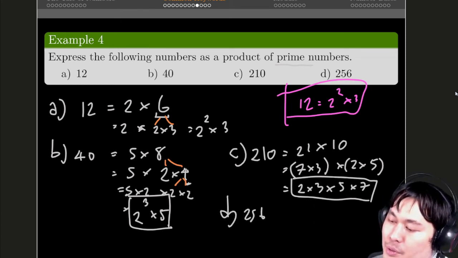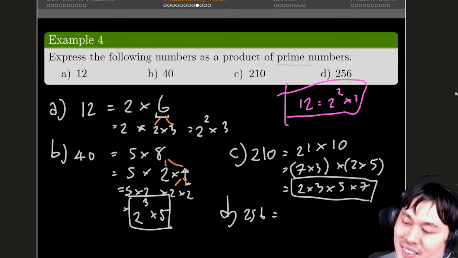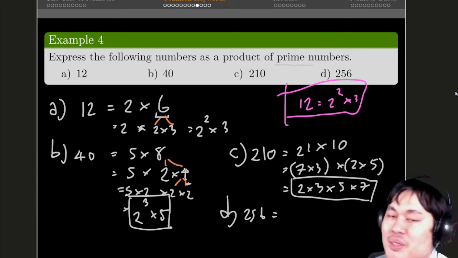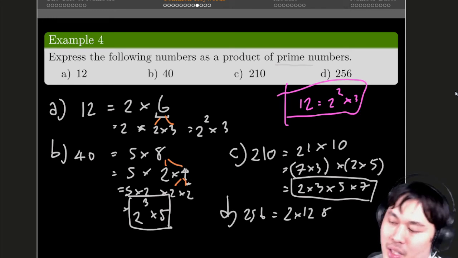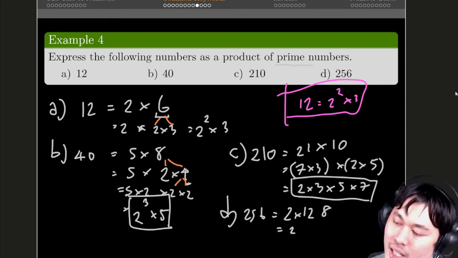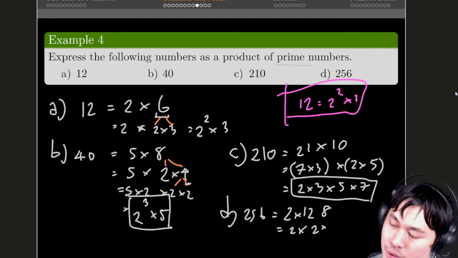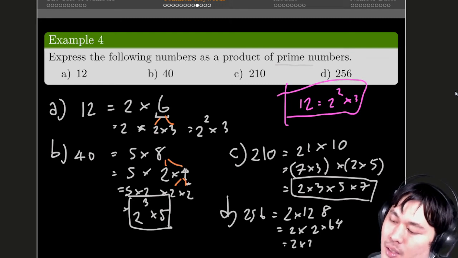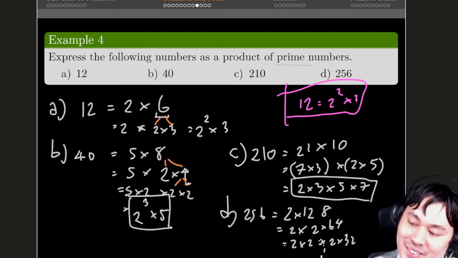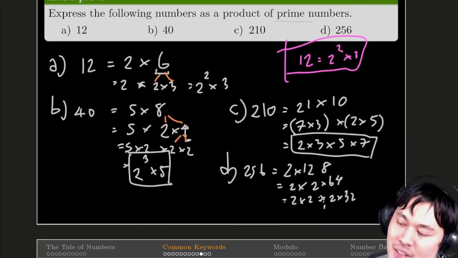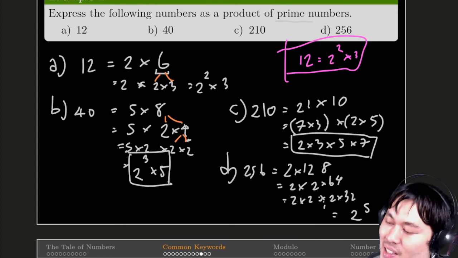Lastly, we have 256. It's going to take some time to find the factors, but again, if you are attentive enough, okay, it's 2 times 128. 128 is 2 times 64. 64 is 2 times 32. So on and so forth. But eventually, if you are lucky, you should get 2 to the 8.